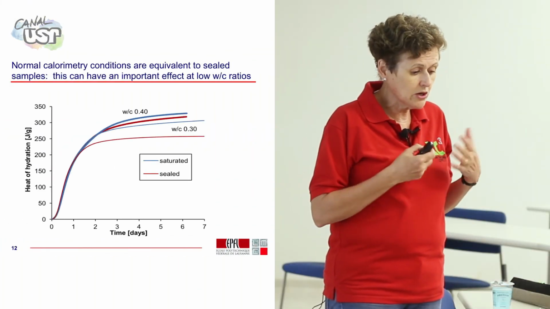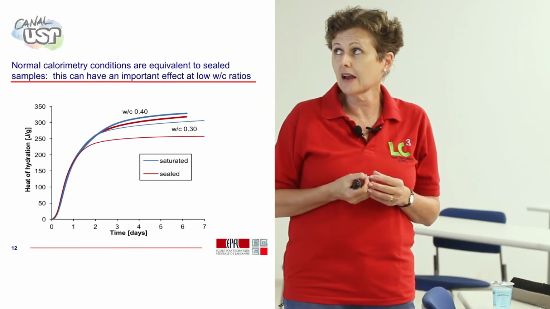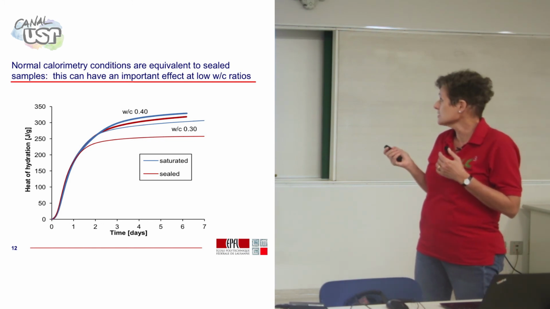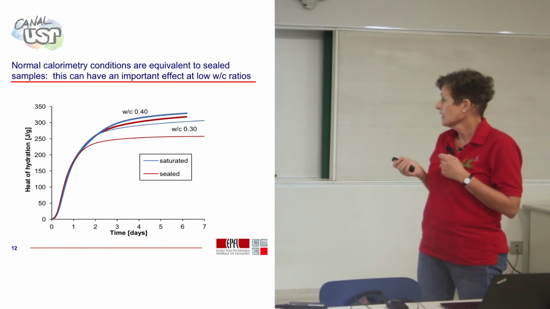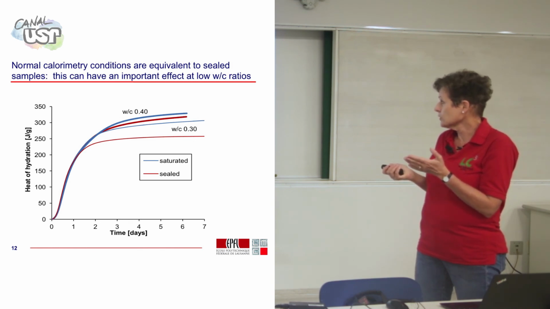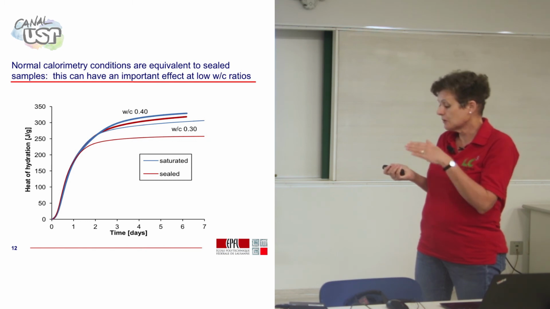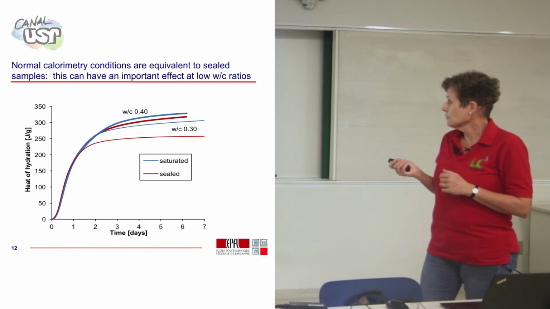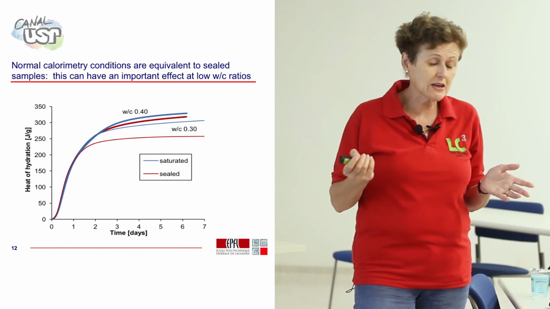Now, in an isothermal calorimeter, normally you're mixing your paste, putting it in the calorimeter, and you're not adding extra water. So this means it's equivalent to a sealed sample. And we can see here by this experiment we did, where we either had a sealed condition, where we didn't have any extra water, or what we could call a saturated condition, where we added a little bit of water carefully on top, that if you're at water cement ratio 0.4 or above, it doesn't really make too much difference.